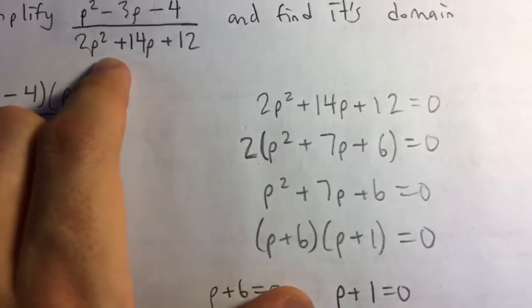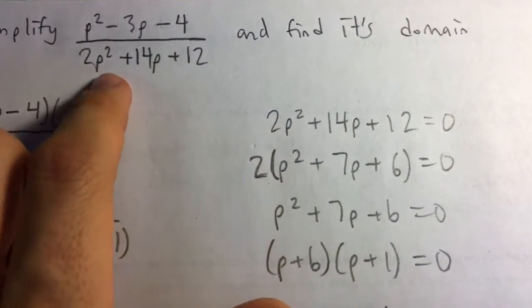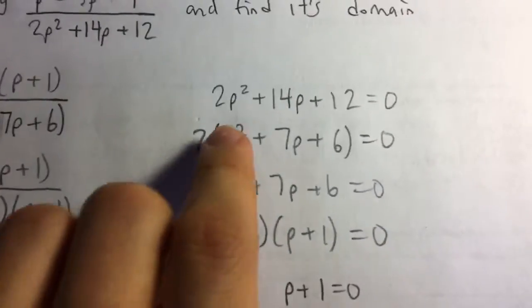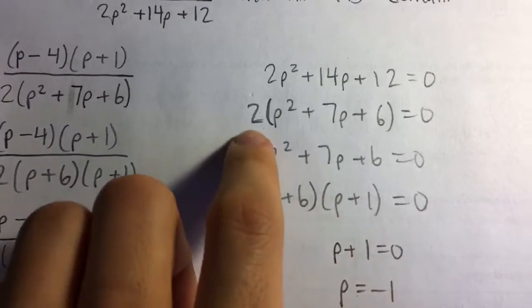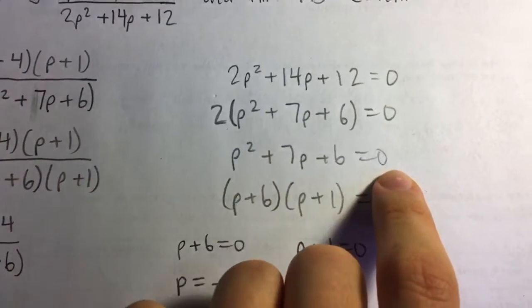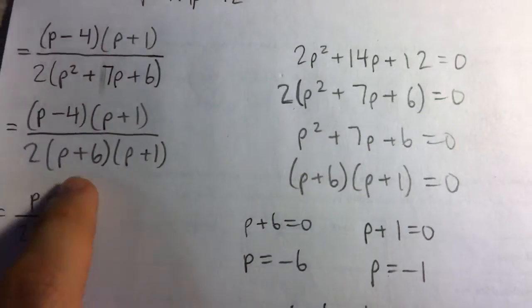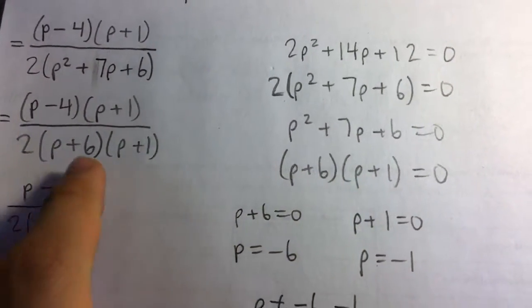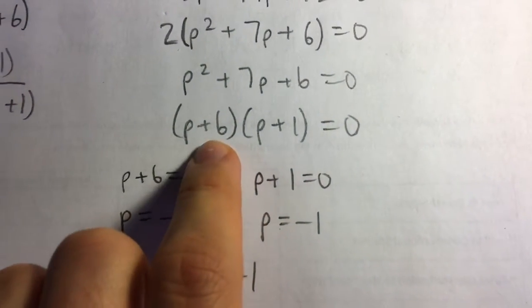As for the domain, it's the values of p that make the denominator equal to 0. That's the restrictions on the domain. And so if we set that equal to 0 and do similar things, factor out the 2. And in this case, we divide by 2 on both sides, so I just get the trinomial left. And I factored into p plus 6 and p plus 1, similar to how I did here. And so we solve for p.